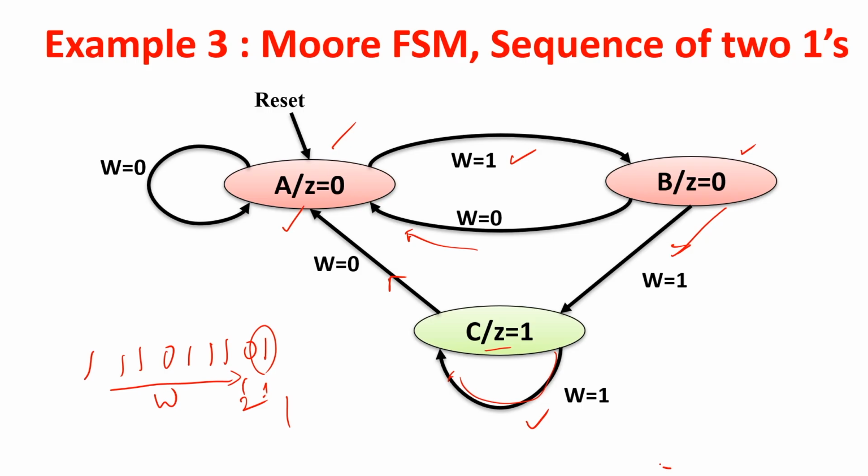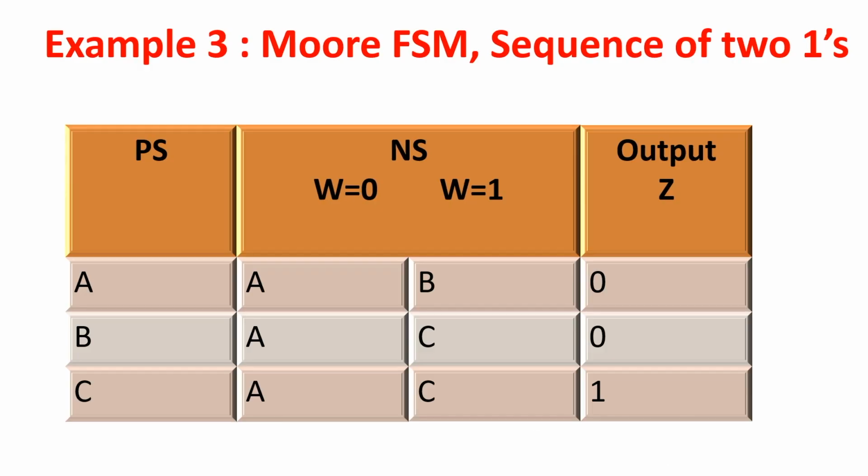So, this is the Moore type of FSM for detecting a sequence of two 1s. A stream of binary inputs W is coming in every clock cycle. W has some values; sometimes it may change, sometimes it may not. What will the output be? This FSM shows that. In this Moore FSM, this is the present state, this is the next state, and this is the output.